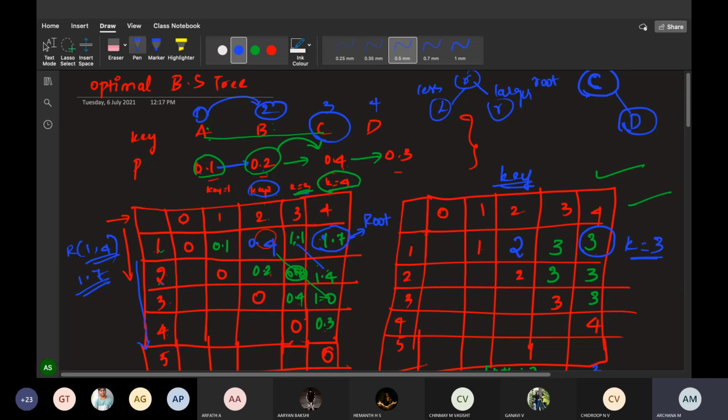See the root of 1 comma 2, R of 1 comma 2. What is that? This one. Why R of 1, 2? Because you have to select A and B, right? A is 1, B is 2. Okay, see this. 2 is what?